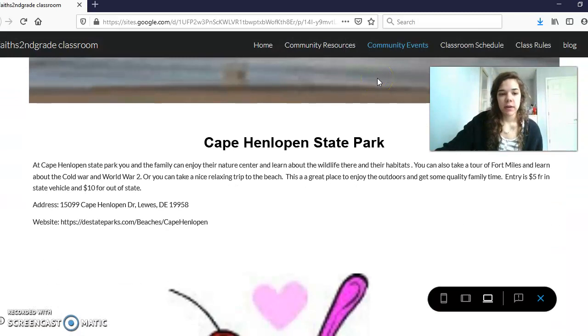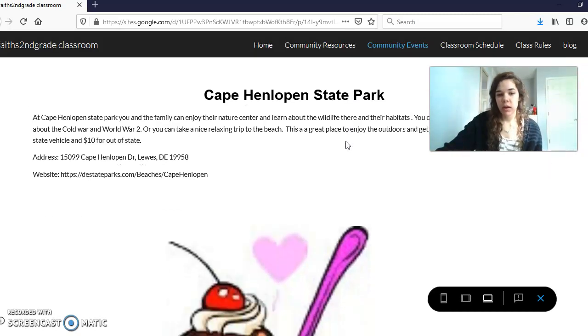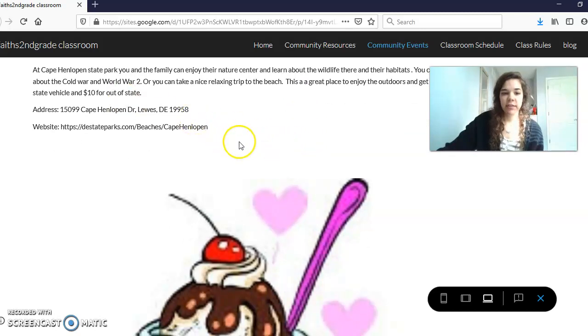First we have Cape Henlopen State Park, and at Cape Henlopen State Park you can go get some information about wildlife and their habitats there. You can also go look and explore Fort Miles and learn about World War II and the Cold War. It's free. You just have to pay to get into the park, which is $5 for in-state or $10 for out-of-state, and there's the address and the website.